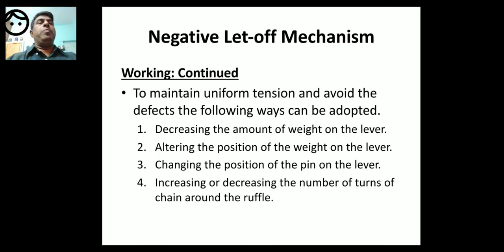Working continued. So in this, though the simple working procedure is there, there are some important points that are to be remembered. These are 4 or 5 points, so those are to be remembered so that uniform tension is maintained and defects are avoided. So to maintain uniform tension and avoid the defects, the following ways can be adopted.